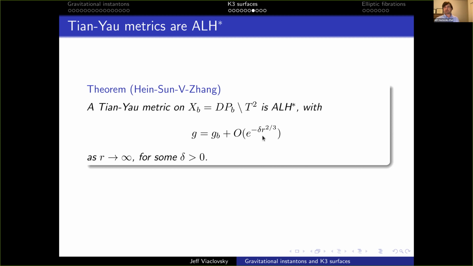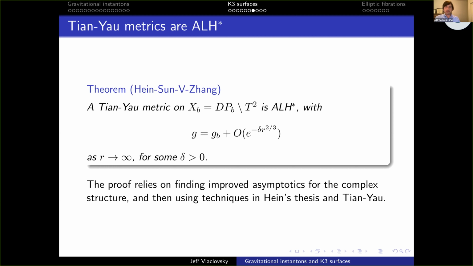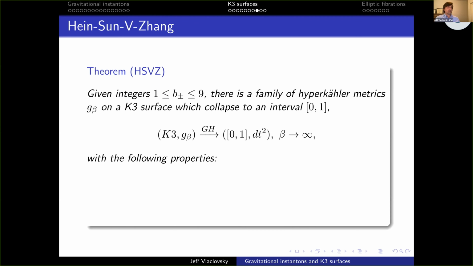So this is just the definition of ALH star, for some delta bigger than or equal to 0. So these give examples of ALH star metrics. The proof of this is a bit technical. We need to find improved asymptotics for the complex structure, and then we use the techniques in Hein's thesis and Tian-Yau. But let me not go into details of that. I want to state our main theorem here.